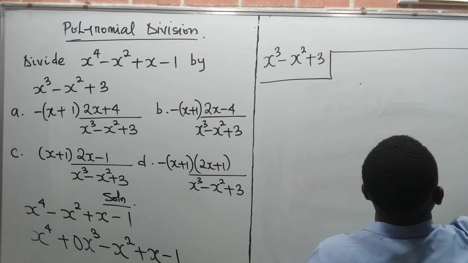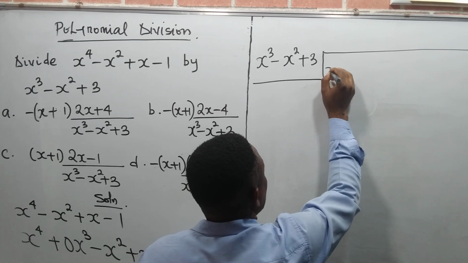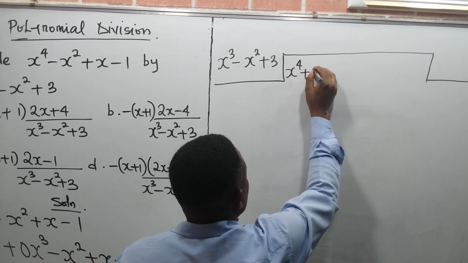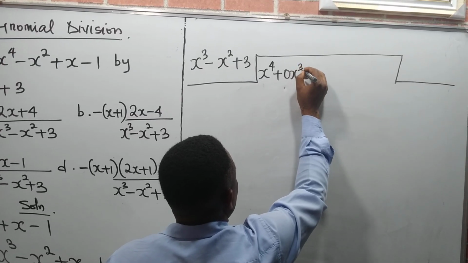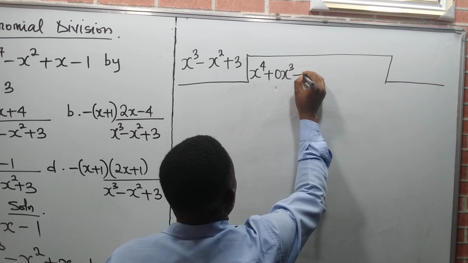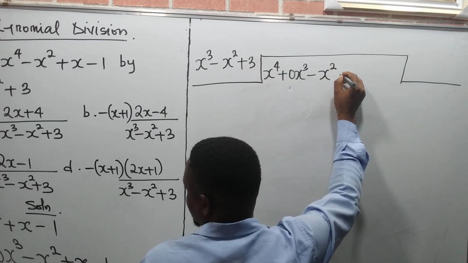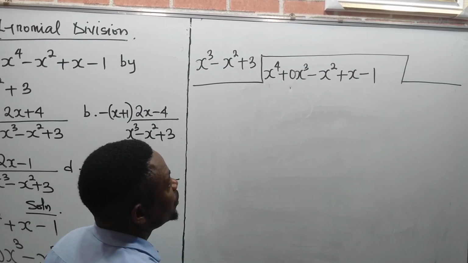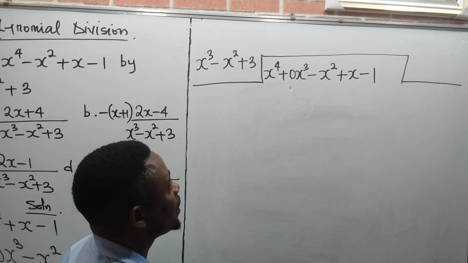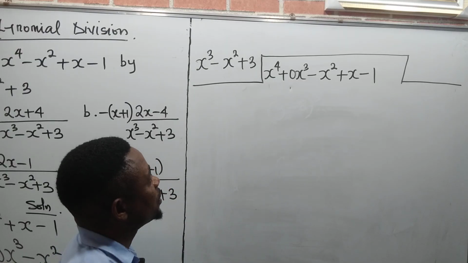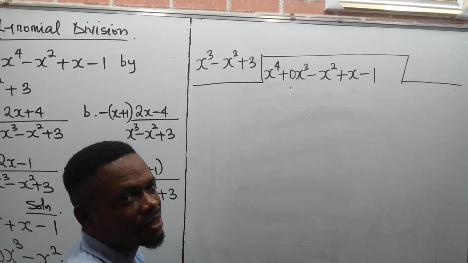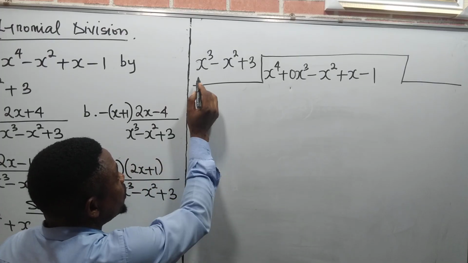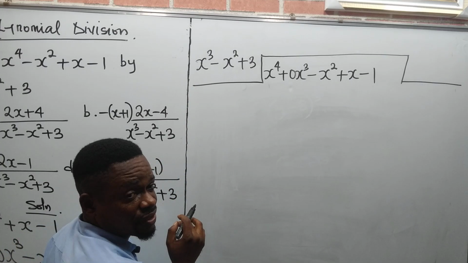Then divided by, I want you to watch, we have x to power 4 plus 0x to power 3, then minus x to power 2, then plus x, and finally minus 1. So this is how we are going to be taking it bit by bit. Now how do we divide? I want you to watch. Always use this to divide everything that is written here.